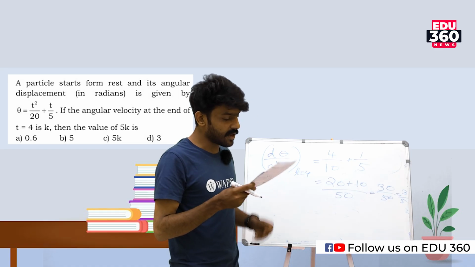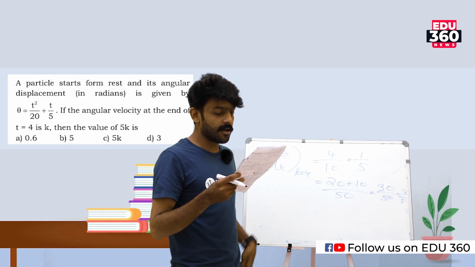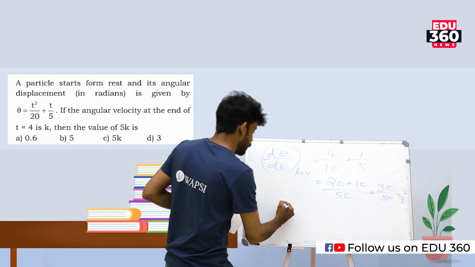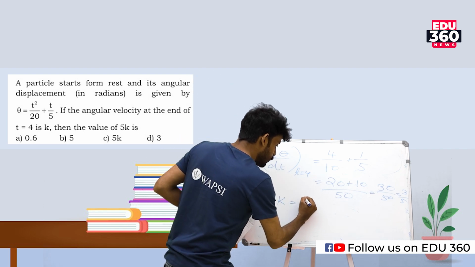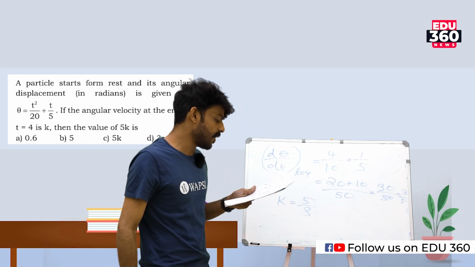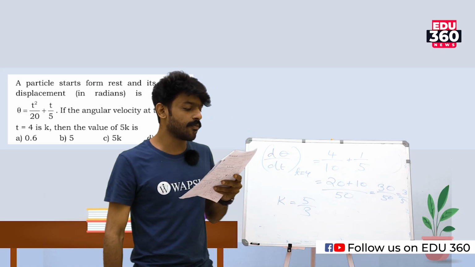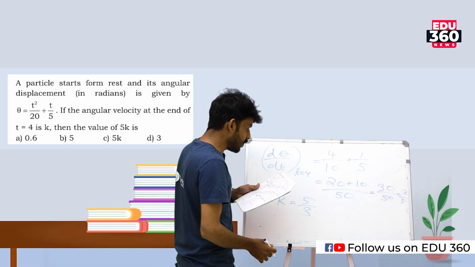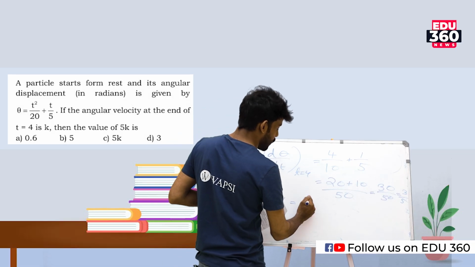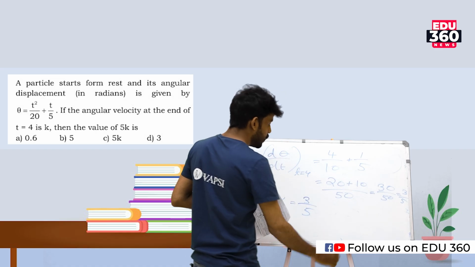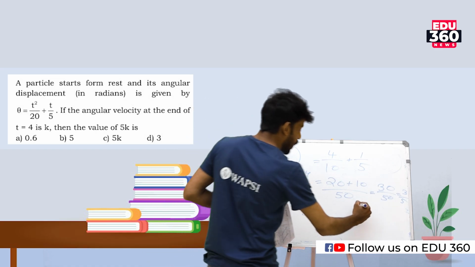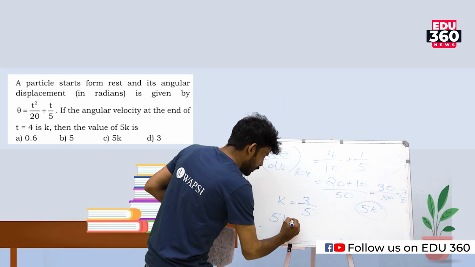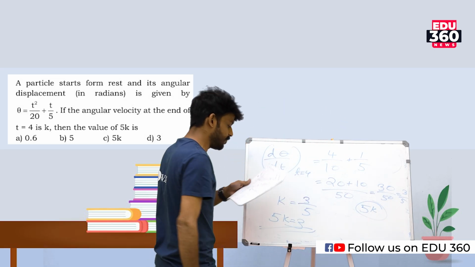It's also given that the angular velocity at the end of t equal to 4 is k. For this one, we can simply represent k is equal to 5 by 3. In the question they are asking us to find the value of 5k. So how can we find the value of 5k? Wait a minute, this is equal to 3 by 5, it's not 5 by 3, this is 3 by 5. So 5k is equal to 3.